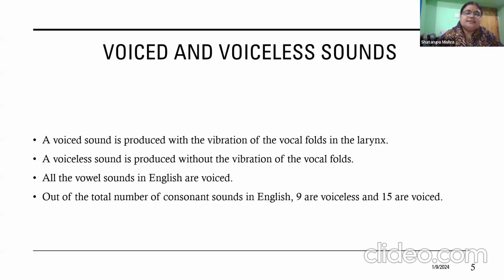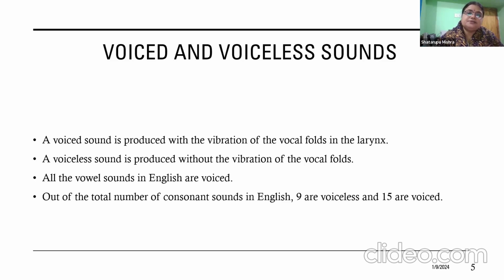A voiced sound is produced with the vibration of vocal folds in the larynx, and a voiceless sound is produced without the vibration of vocal folds. And it is important to remember that all the vowel sounds in English are voiced. That means vibrations happen during the production of vowel sounds. And if we look at the total number of consonant sounds in English, that is 24, we can see that 9 consonant sounds are voiceless.